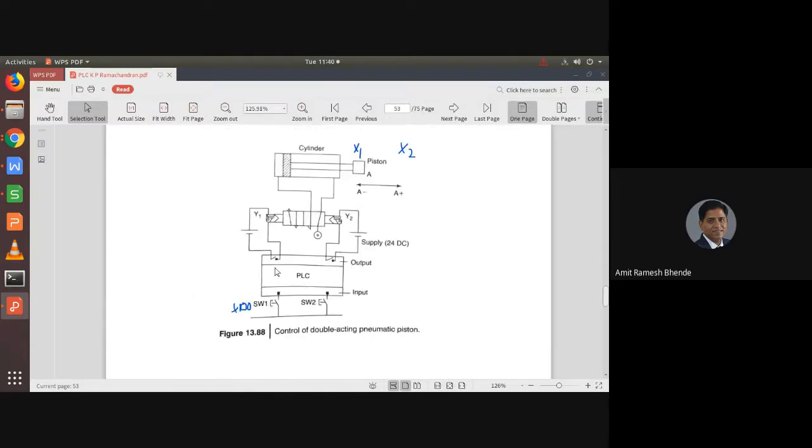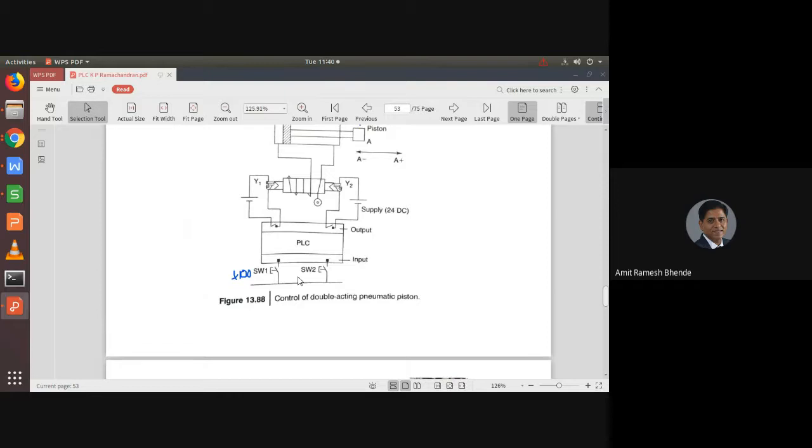Switch 1 is for the extension. If someone presses switch 1, then this piston should extend, and when someone presses SW2, the piston should retract. This is a very simple application. Two switches are there, SW1 and SW2. Similarly, two output devices, solenoid 1 and solenoid 2, are operating a pneumatic cylinder for extension and retraction.